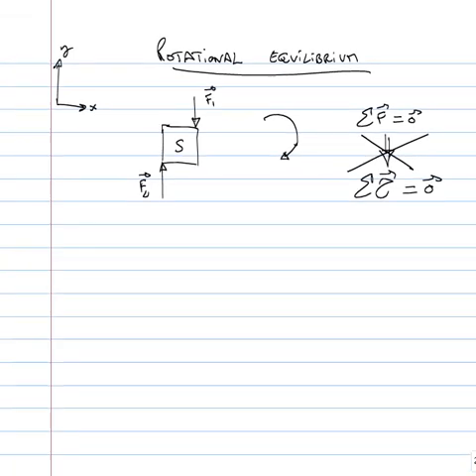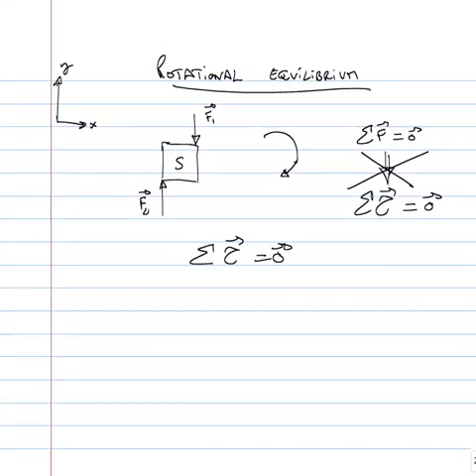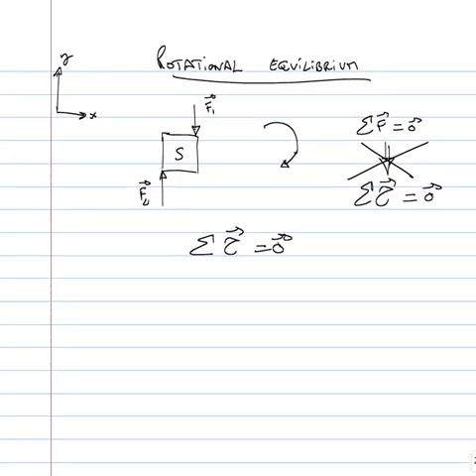So in order to express rotational equilibrium mathematically, we are going to use the sum of the torques, the same way as we expressed translational equilibrium by using Newton's first law, which was the sum of the forces. So whenever you're interested in figuring out whether a system is in rotational equilibrium, all you have to do is use sum of the torques is equal to 0.